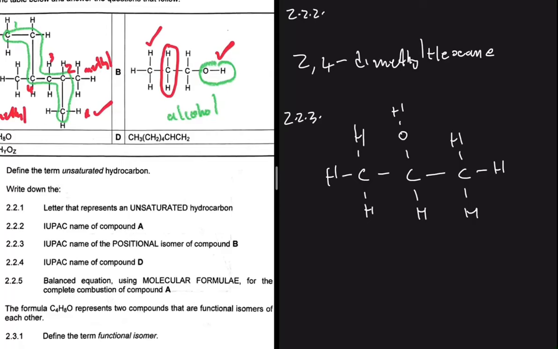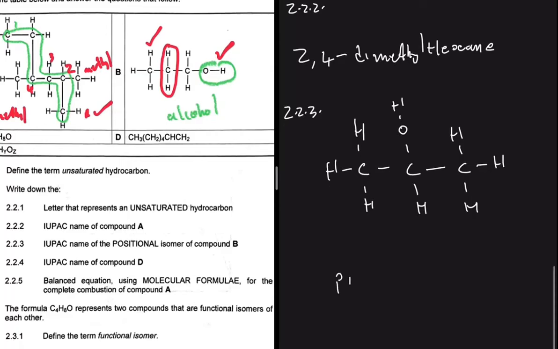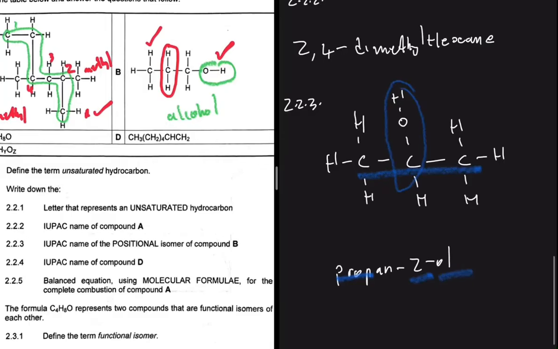How are we going to name this? We're going to say propan-2-ol, right? Prop, from the fact that we have 3 carbons, and 2, the carbon where the functional group is situated, and -ol because it is an alcohol. 2.2.3, propan-2-ol, right?